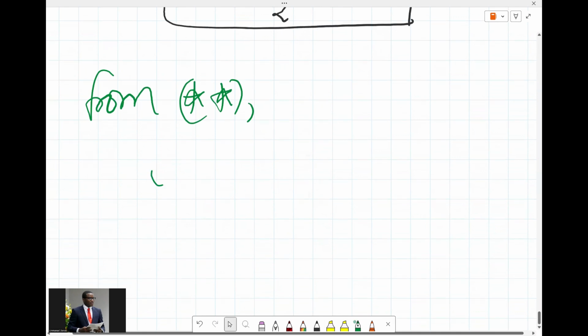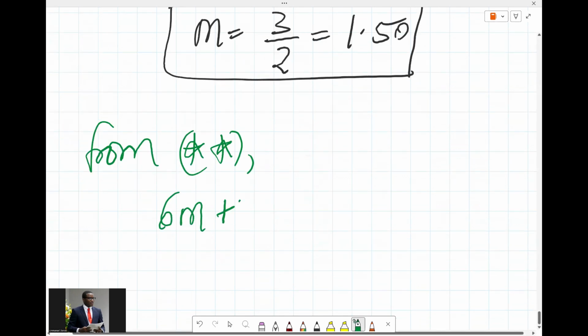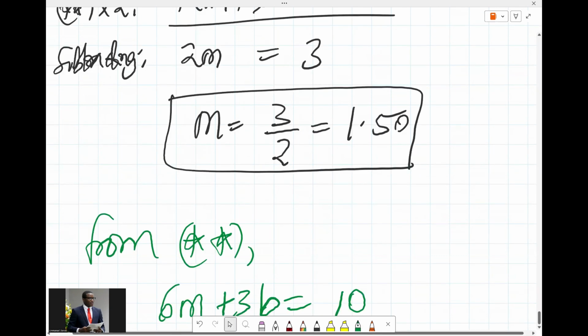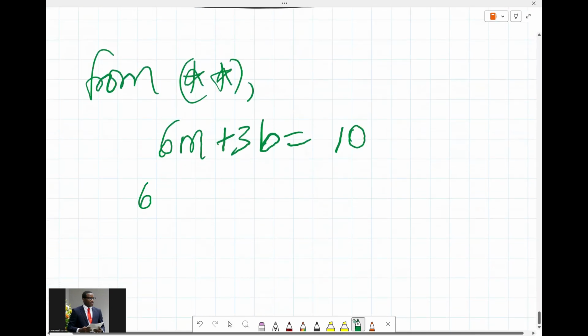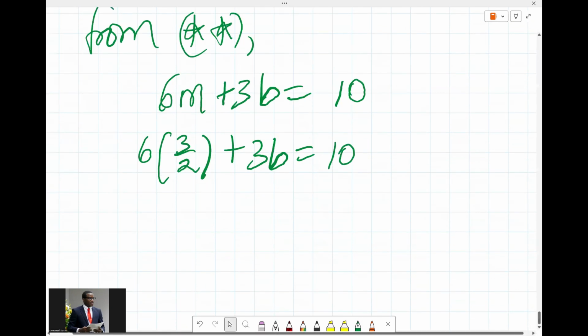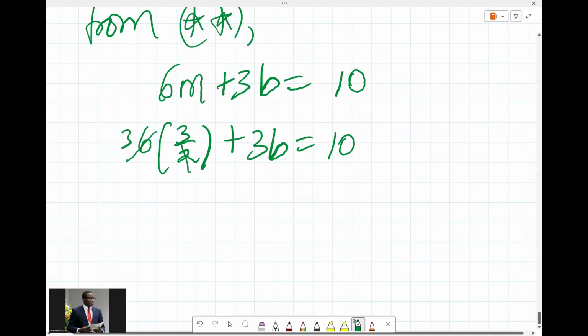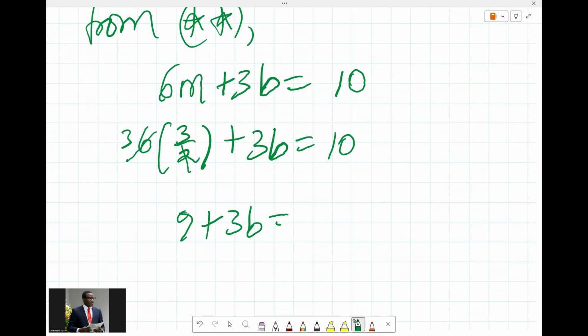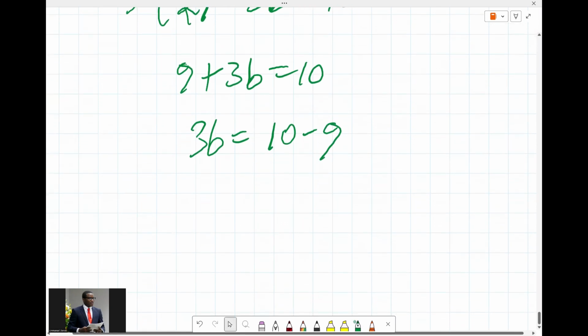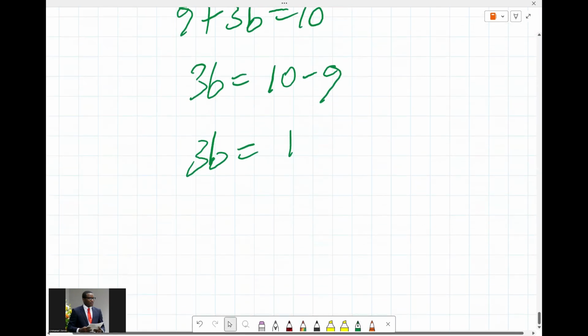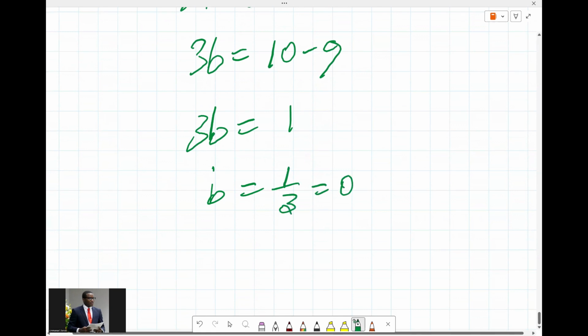So 6m plus 3b equals 10, right? That's what we have there. And m is 3 over 2. So we have 6 into 3 over 2 plus 3b equals 10. Okay, 6 here is 1, 6 here is 3. So 3 times 3 is 9 plus 3b equals 10. So we have 3b equals 10 minus 9, and then 3b equals 1. So b is 1 over 3, or you can say 0.33.